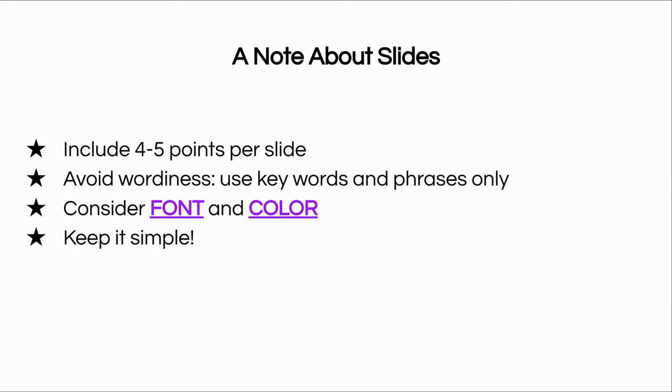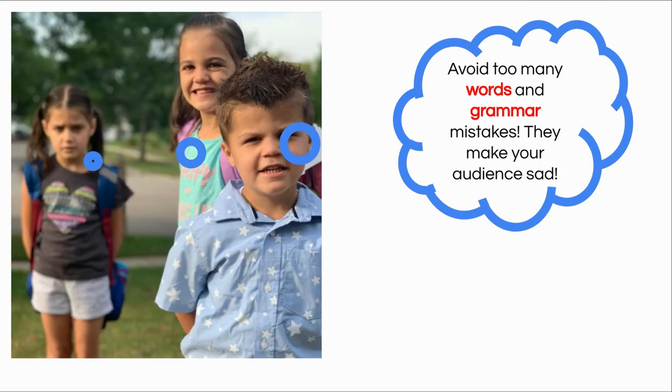Using really scripted font becomes hard to read. Also, remember your audience might be colorblind. And if you've got colorblind audience members, red and green become really hard to read, but purple and blue are much more palatable colors for people who may be colorblind. Again, I can't say it enough. Keep it simple. Also, avoid word and grammar mistakes.